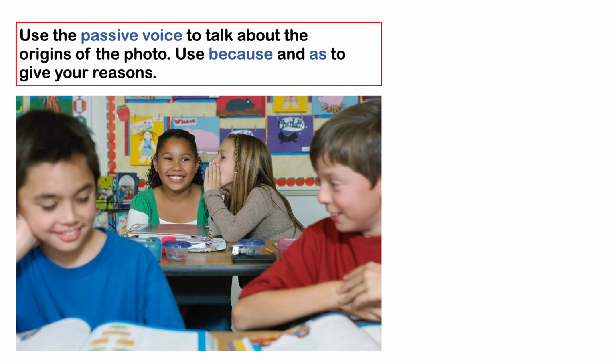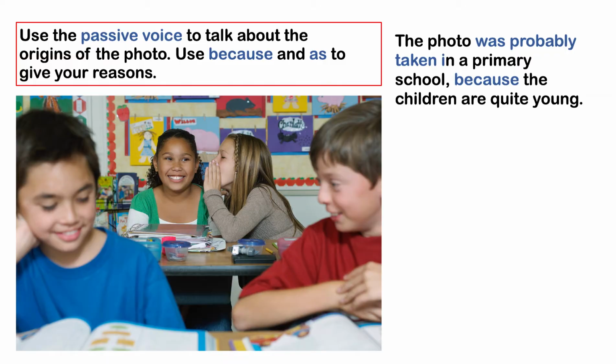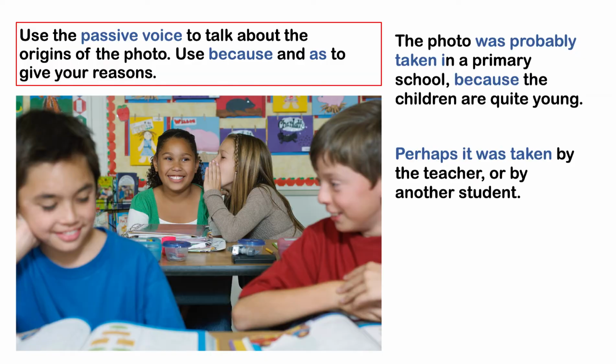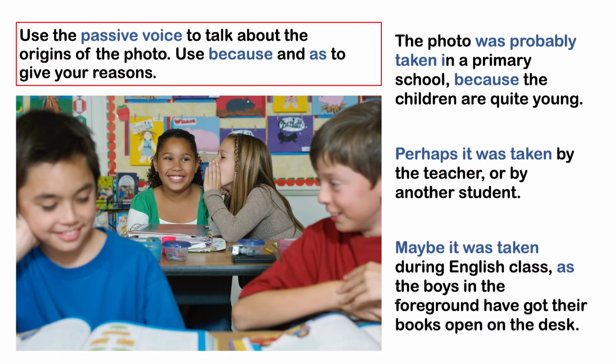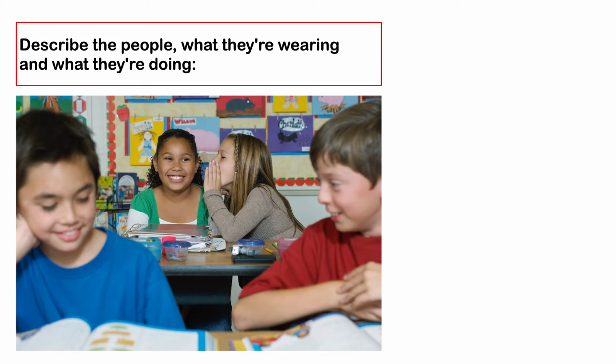Use the passive voice to talk about the origins of the photo. Use because and as to give your reasons. The photo was probably taken in a primary school because the children are quite young. Perhaps it was taken by the teacher or by another student. Maybe it was taken during English class, as the boys in the foreground have got their books open on the desk.